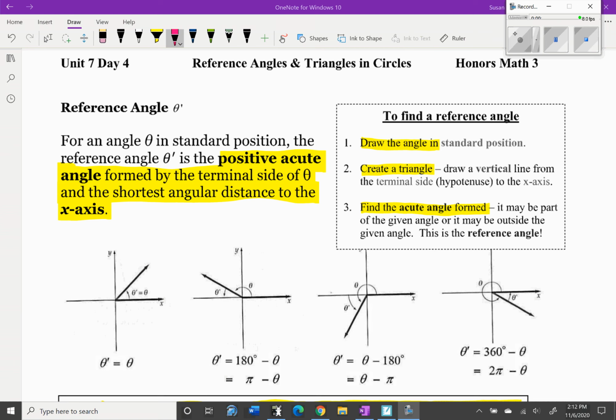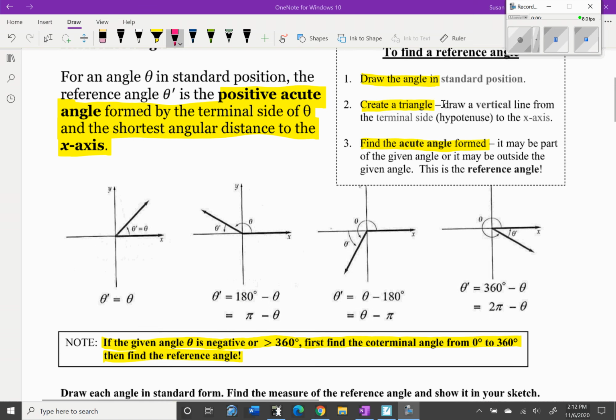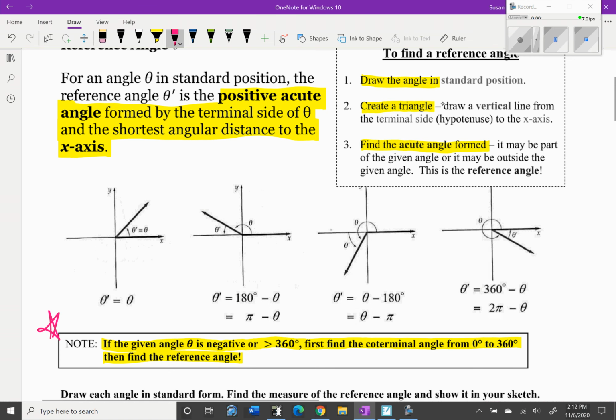It may be part of the given angle or it may be outside the given angle, and that is your reference angle. It's also important to note down here that if the given angle theta is negative or it's greater than 360 degrees, first I would find the coterminal angle from 0 to 360 and then find the reference angle. And of course, if you're using radians, that would be from 0 to 2 pi.